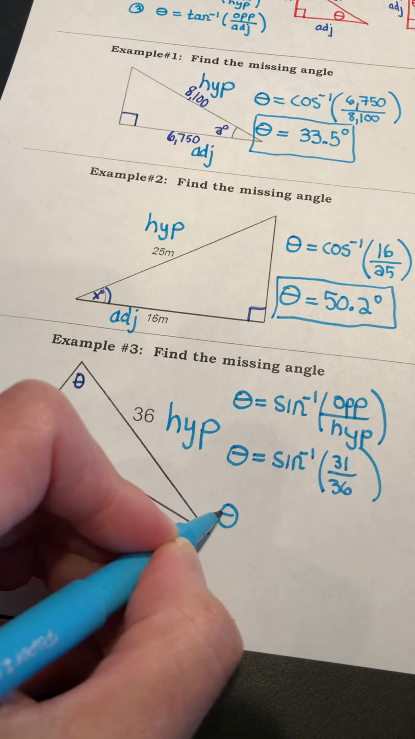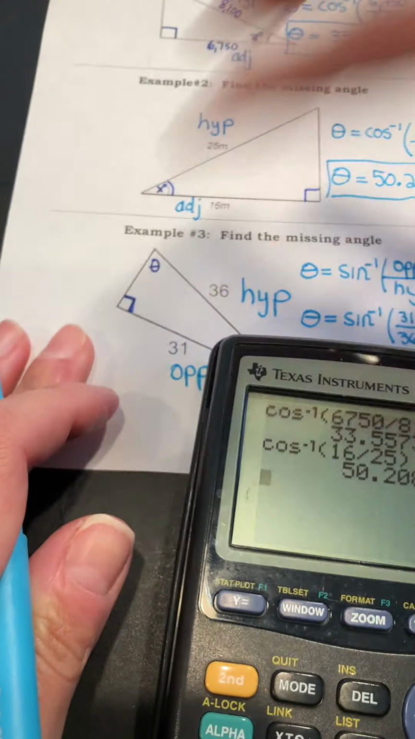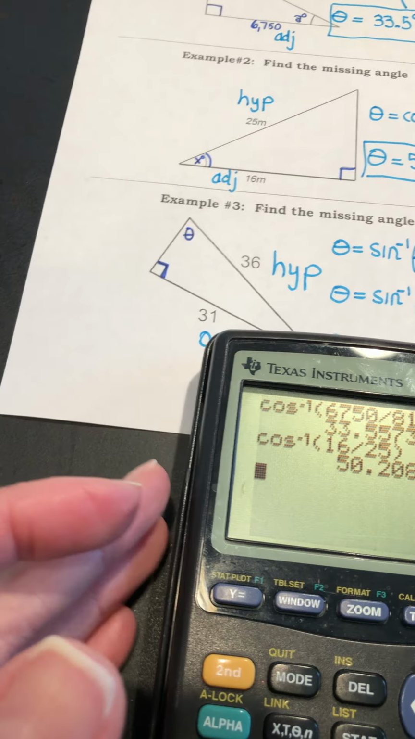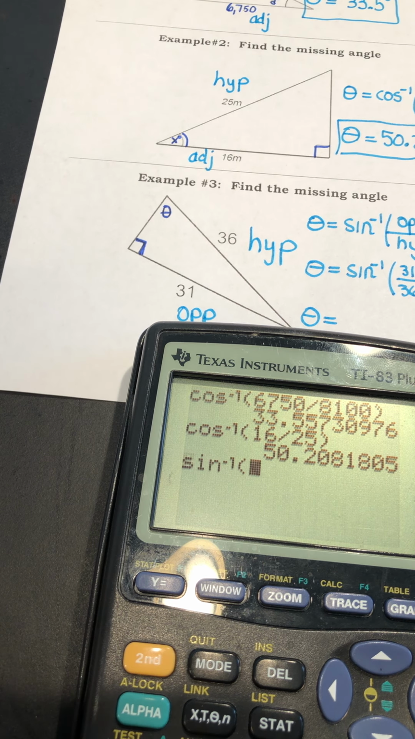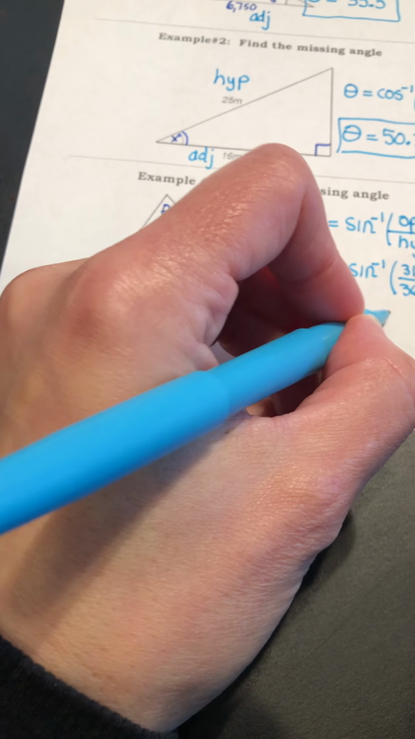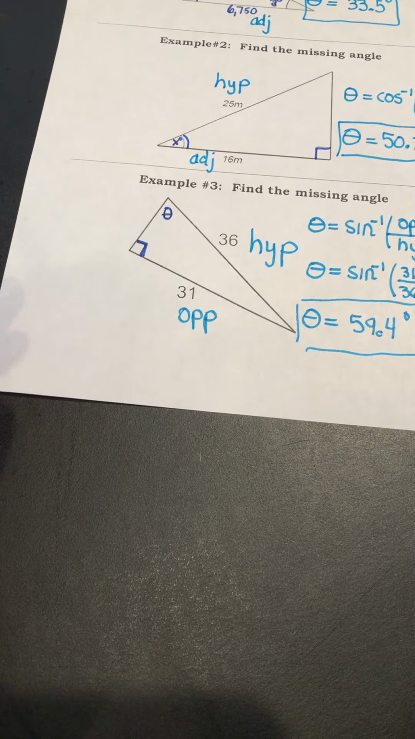Okay, putting this all together, typing this in my calculator. Let's see what we get. Can you guys see that okay? I have to scroll over a little bit. Inverse sine of 31 over 36 gives me 59.4 degrees. And you have successfully completed your review guide.